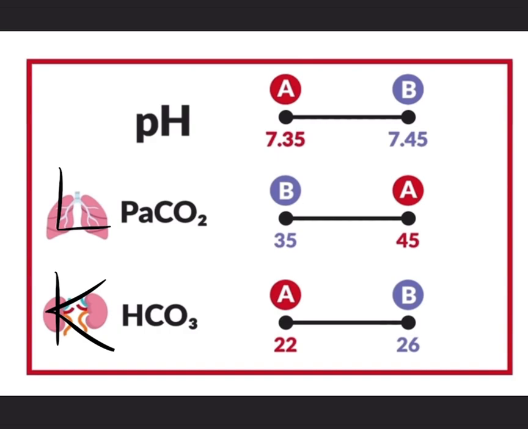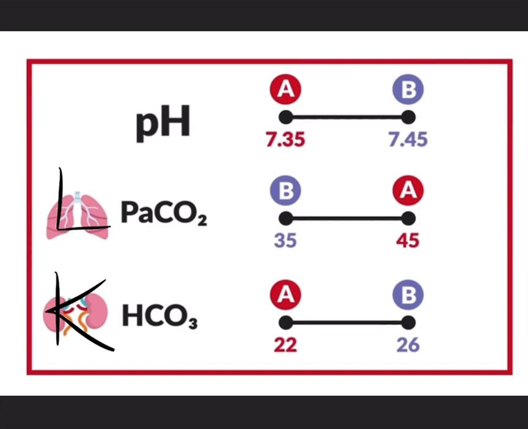So there are 3 steps to this method, and we'll go through them together with 3 different scenarios. For the first scenario, I'll give you the numbers so that you can write them down. The pH is 7.25. The PaCO2 is 55. And the HCO3 is 25.